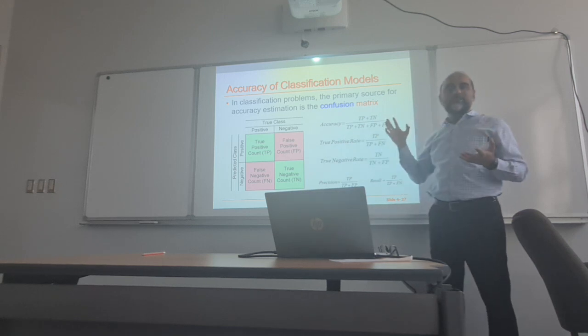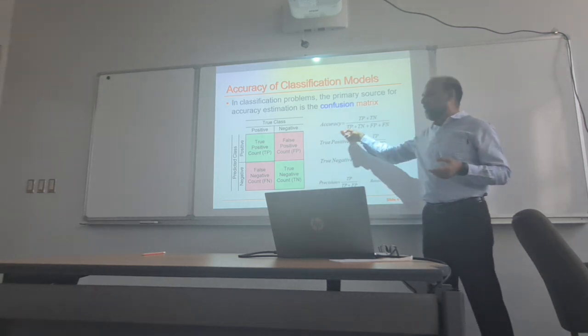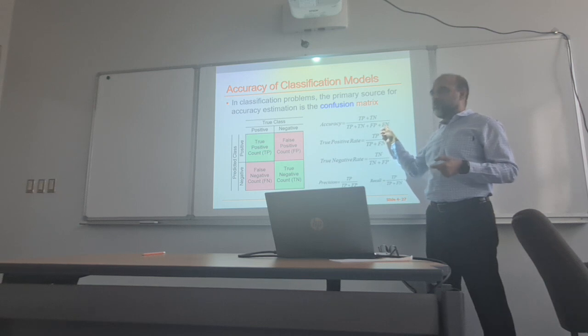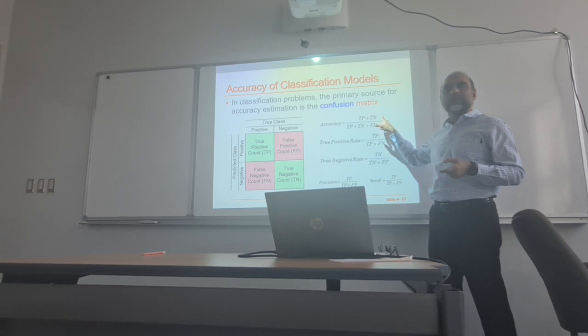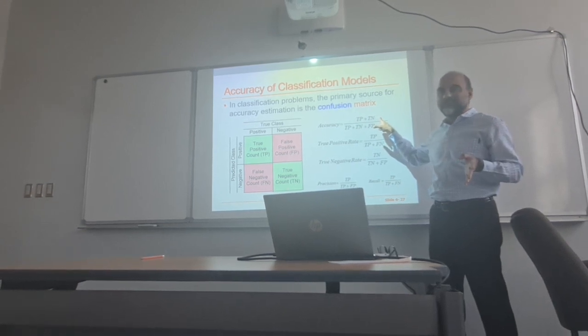So you tested 20 people. So this is 20, right? Some of them were correctly identified as young adults and some of them correctly identified as not young adults.